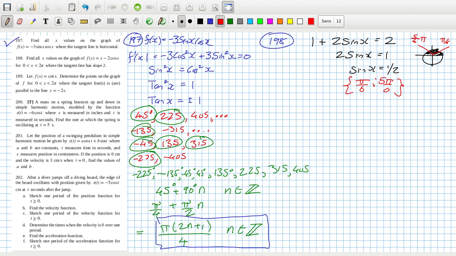And if I type in 5 pi over 6, I should also get 2. Yeah, so that looks okay to me.